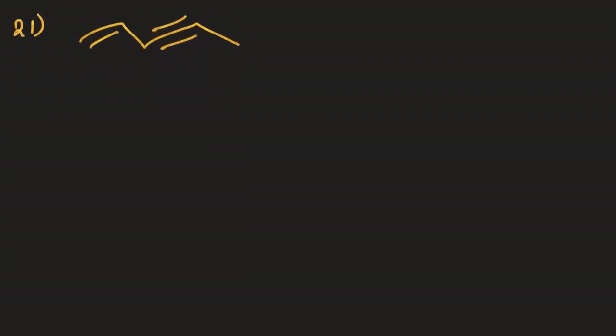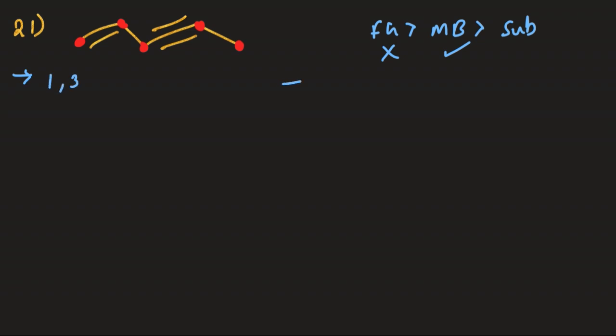Right. So in question number 21, the parent carbon chain, 1, 2, 3, 4, 5, directly itself acts as the parent carbon chain. Next, what you have to do? Numbering. What is the order of numbering? Functional group greater than multiple bond greater than substituent. Okay. There is no functional group. Go with multiple bond. If I start from here, multiple bond will get 1, 2, 3, so 1, 3. If I start from this direction, multiple bond will get 1, 2, 2, 3, 4, you will get 2, 4.